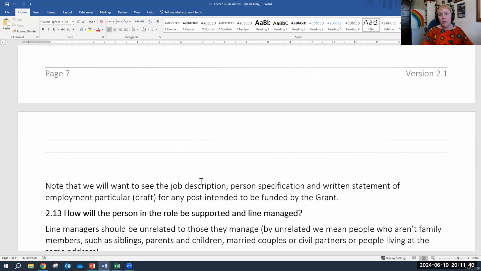Just like any other situation where you're employing somebody, we would need to see the job description, the person specification, and the employment particulars, just as any other project.